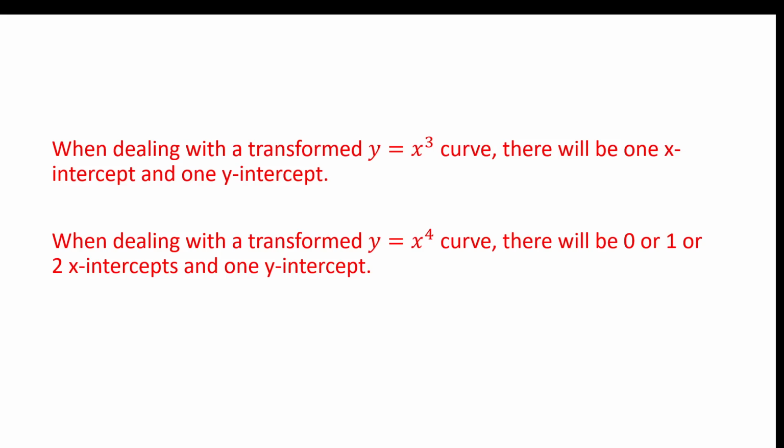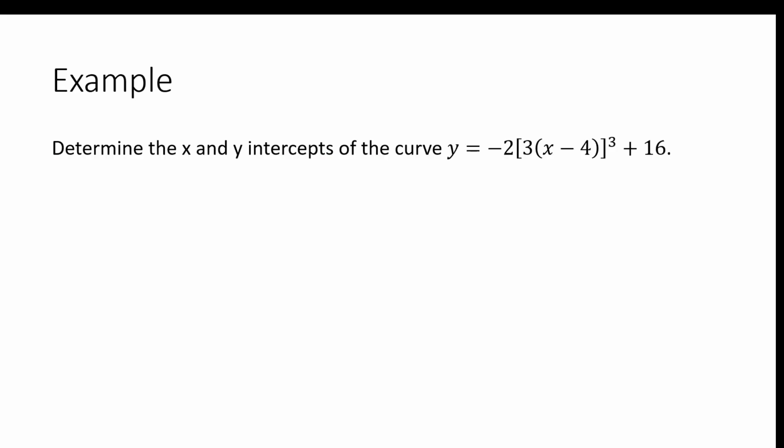Okay? So when dealing with a transformed y equal x cubed curve, there will be one X-intercept and one Y-intercept. When dealing with a transformed y equal x to the 4 curve, there will be 0, 1, or 2 X-intercepts, and there will be one Y-intercept. So suppose we're asked to determine the X and Y intercepts of the curve shown. We know that since it's cubic, a transformed y equal x to the 3 curve, there's going to be exactly one Y-intercept and one X-intercept.